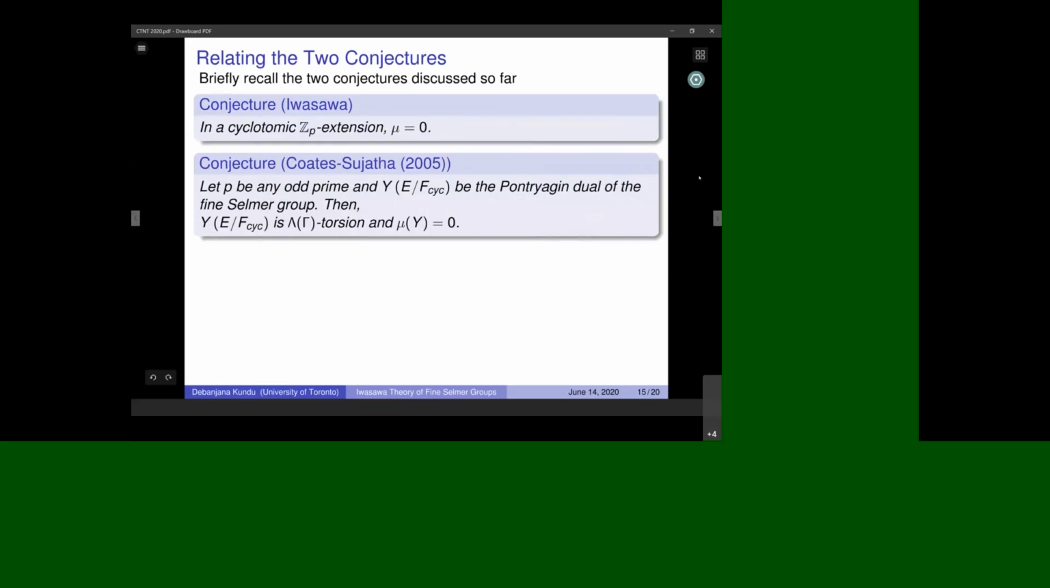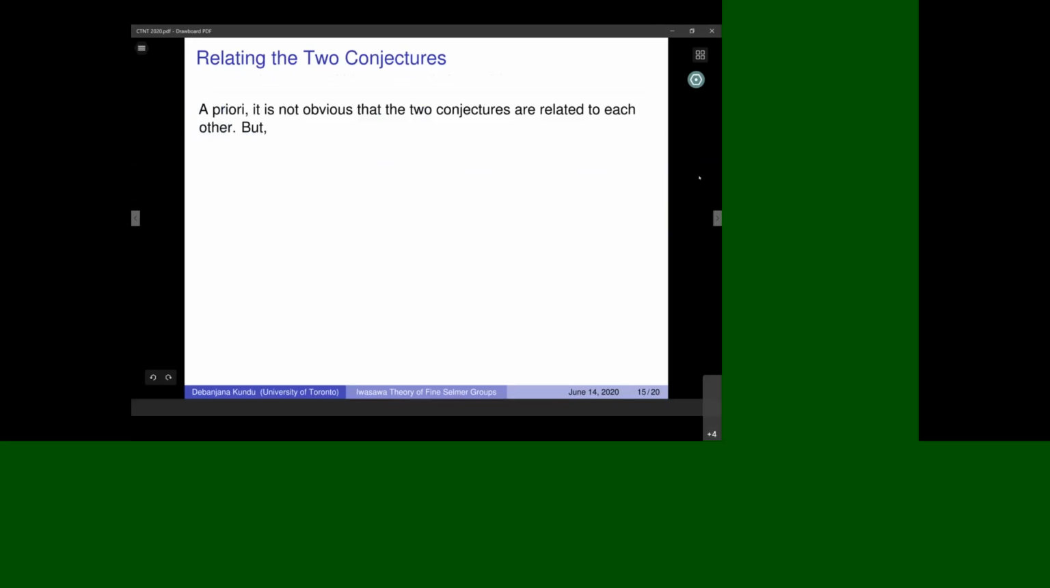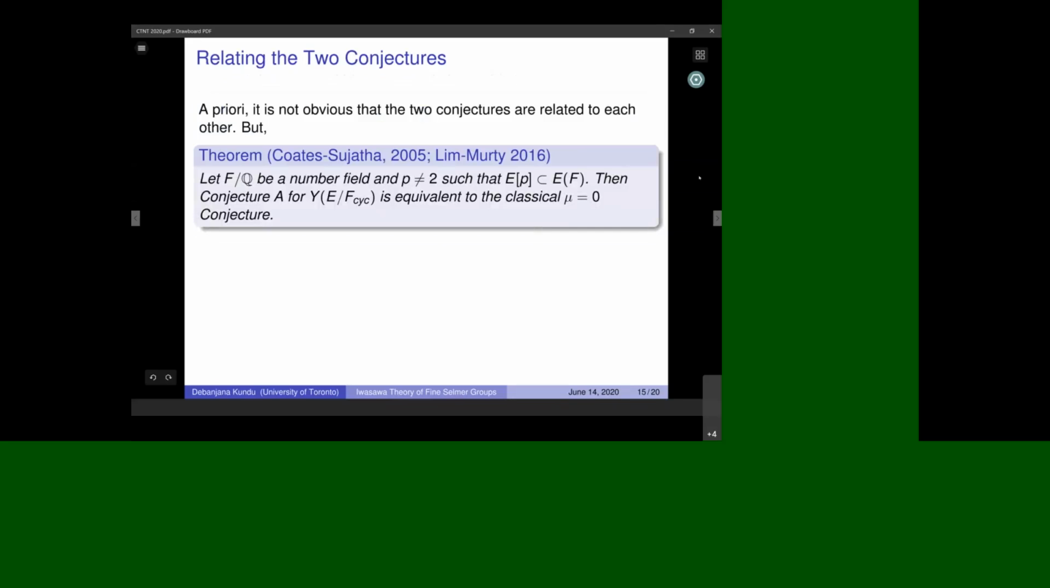So here are the two conjectures that I've talked about, one in the classical setting, one in the elliptic curve setting. A priori they're not related, but Coates and Sujatha in that 2005 paper were able to show that the two conjectures are equivalent if a certain technical condition holds. And Kumar Murty, who is my advisor, also worked with Meng Fai Lim and gave a different proof of this.